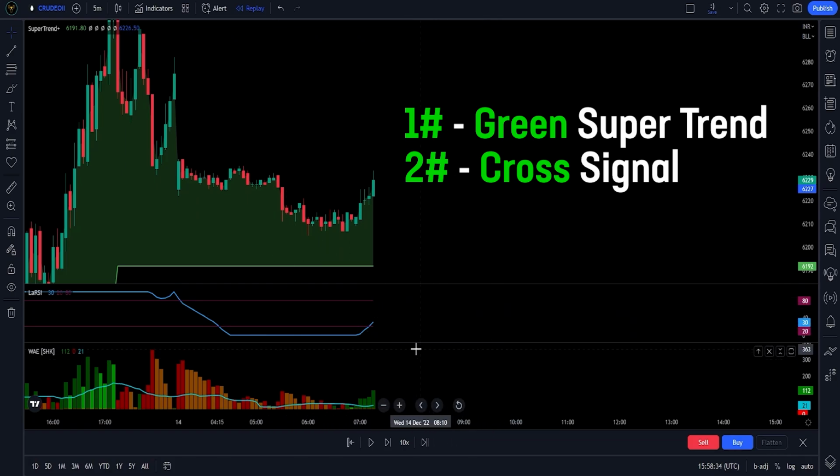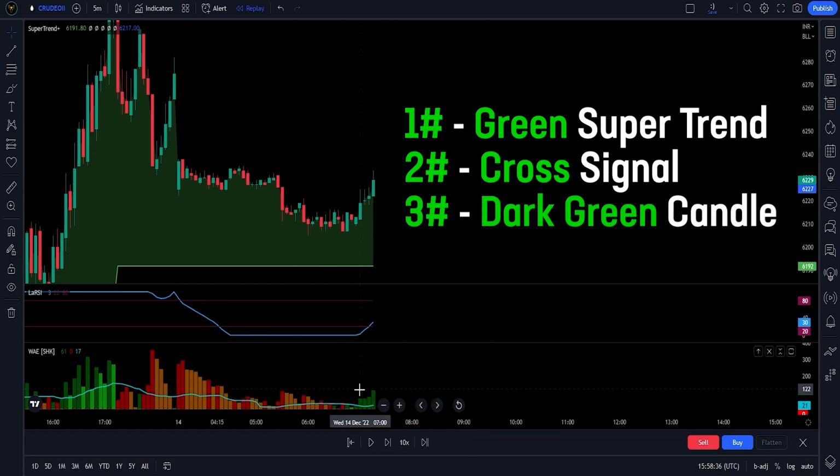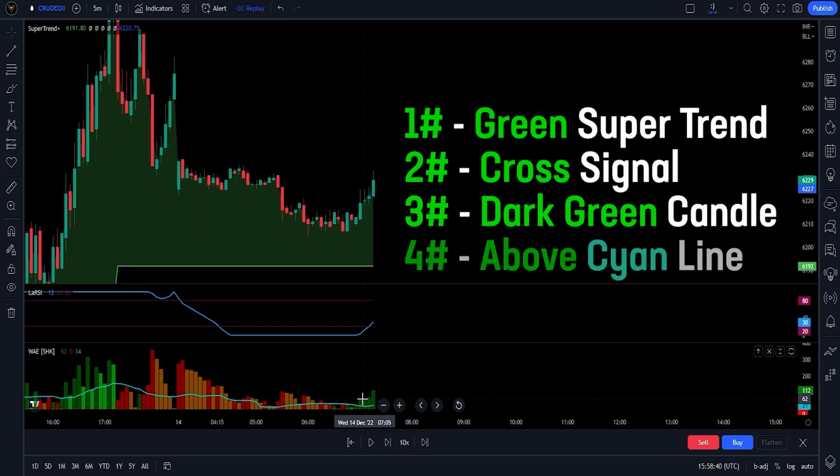Our third rule says that the candle in our Waddah Attar Explosion indicator must be dark green colored. It is, and it is also above this explosion line, which is our fourth and final rule. All four conditions are met, and we can confidently enter a long position.